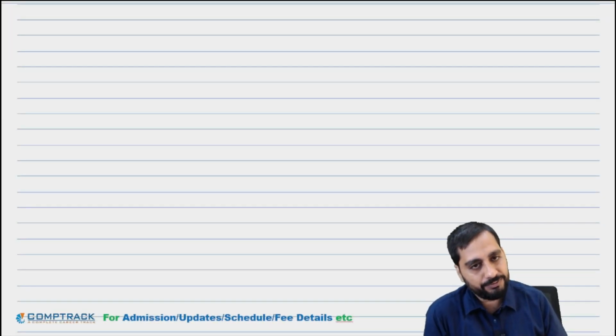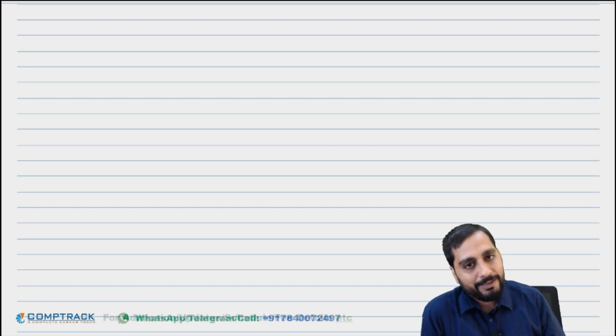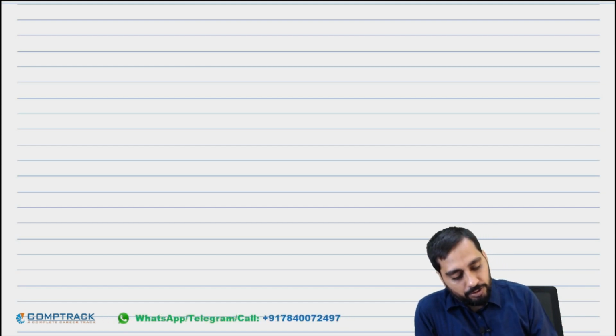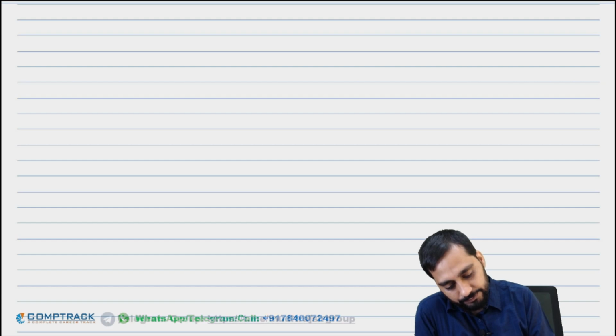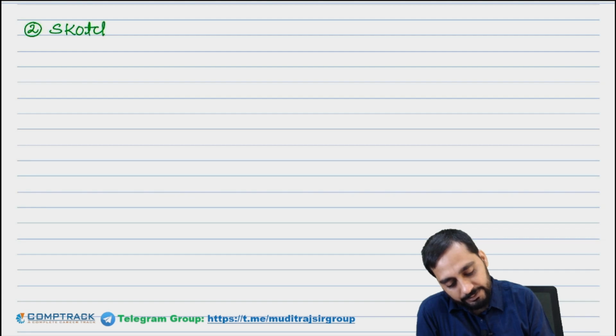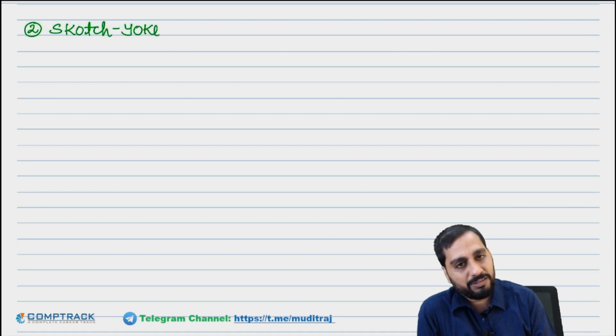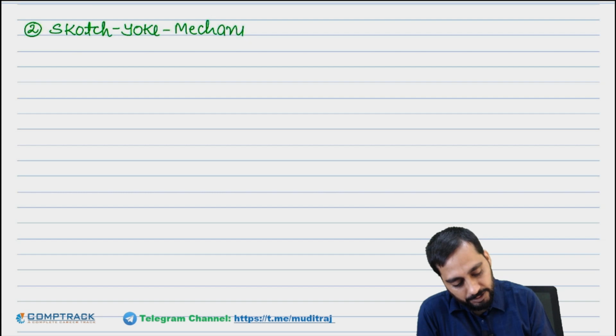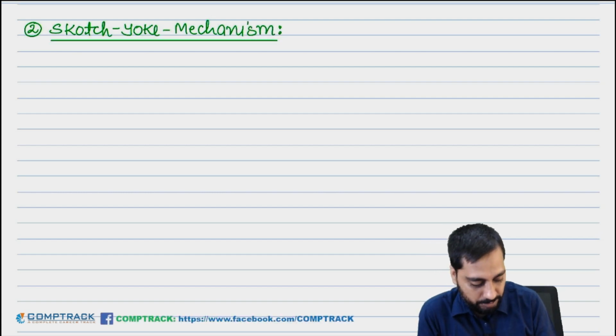Next, inversion of this mechanism. Second, write Scotch yoke mechanism. Second, Scotch yoke. What is the spelling? S-C-O-T-C-H. I generally forget these spellings. Mechanism. No issue. Concept is important.